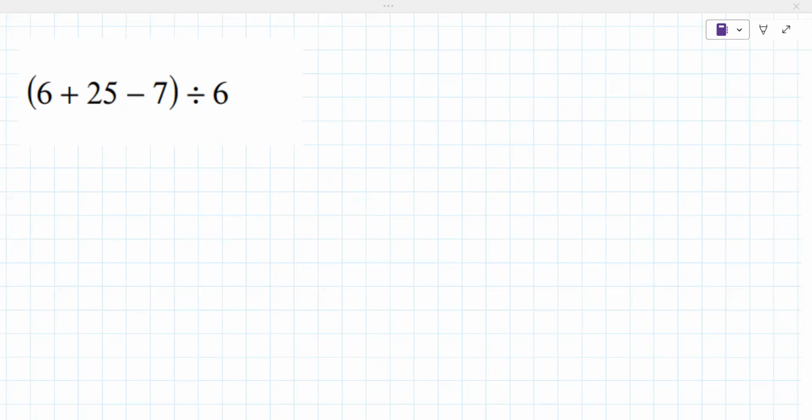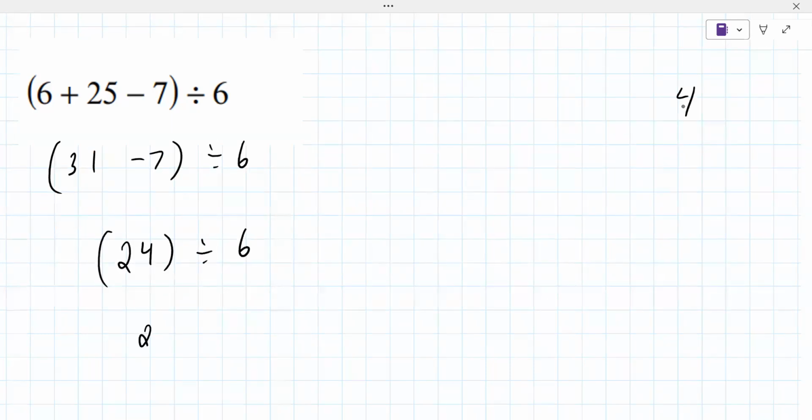Four. Sure, yeah, 6 plus 21 is 31 minus 7, still in parentheses, divided by 6. 24, you can drop the parentheses when there's nothing left to do, which is 4. Very good. Now, you'll find the more you do these, you don't have to show every single step, but for now, it's really, really good to do.